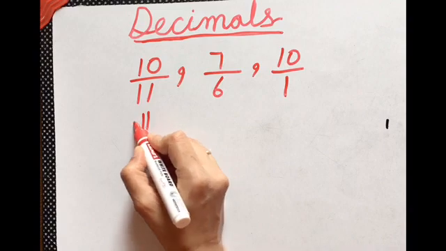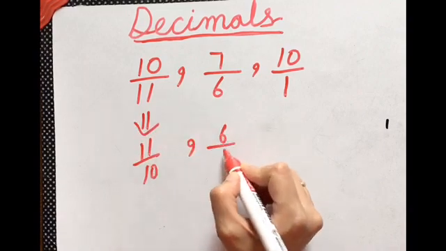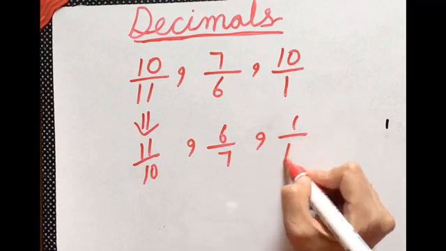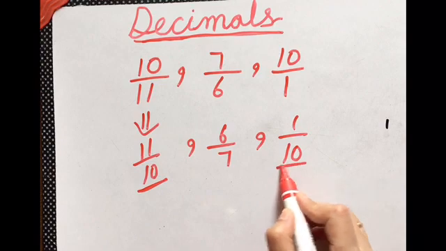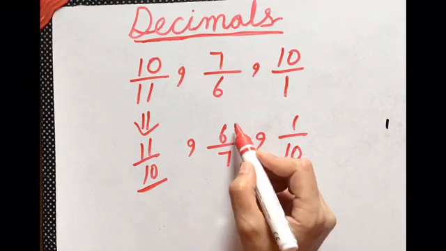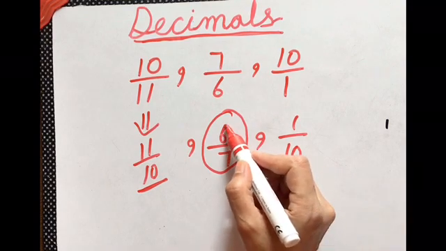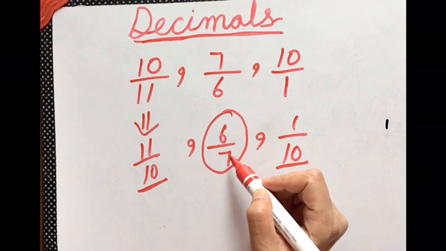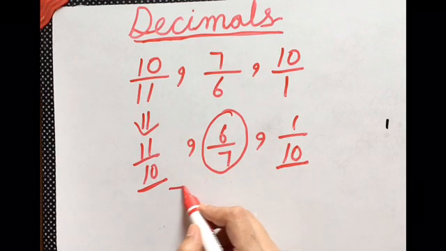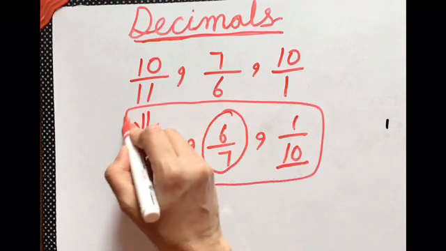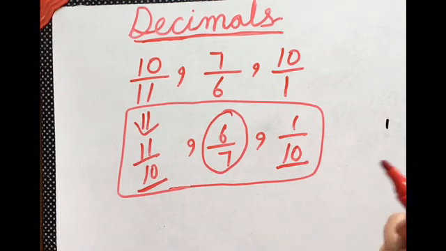Now if we reverse them, like 11 by 10, 6 by 7, 1 upon 10, all these numbers are less than 1. Now how are we going to represent them? Numbers like 6 by 7, 1 by 10 are considered to be decimals. These are all the decimal numbers which we are going to include in our discussion. Some have their denominator as 10, some 100.